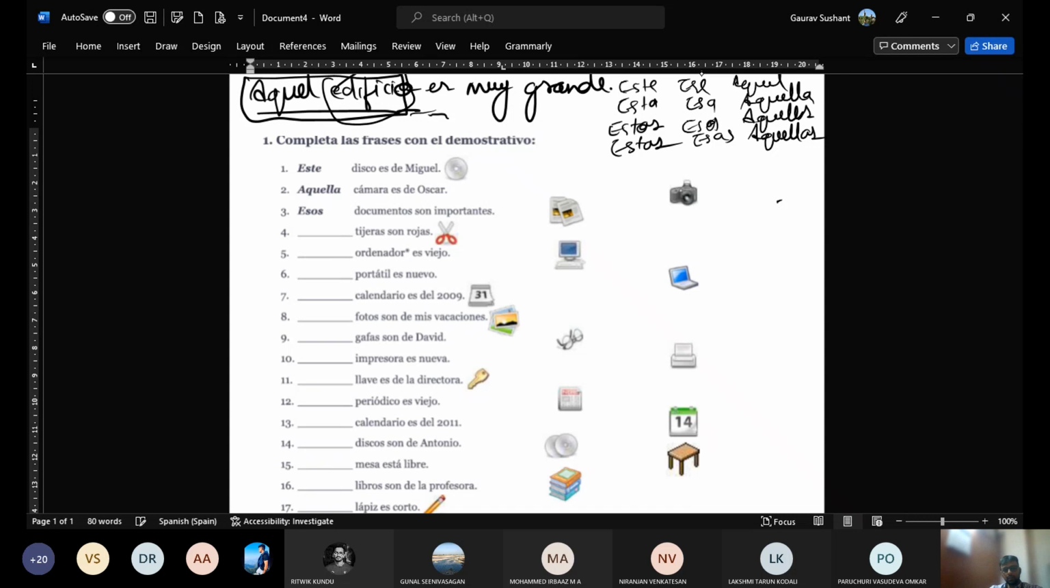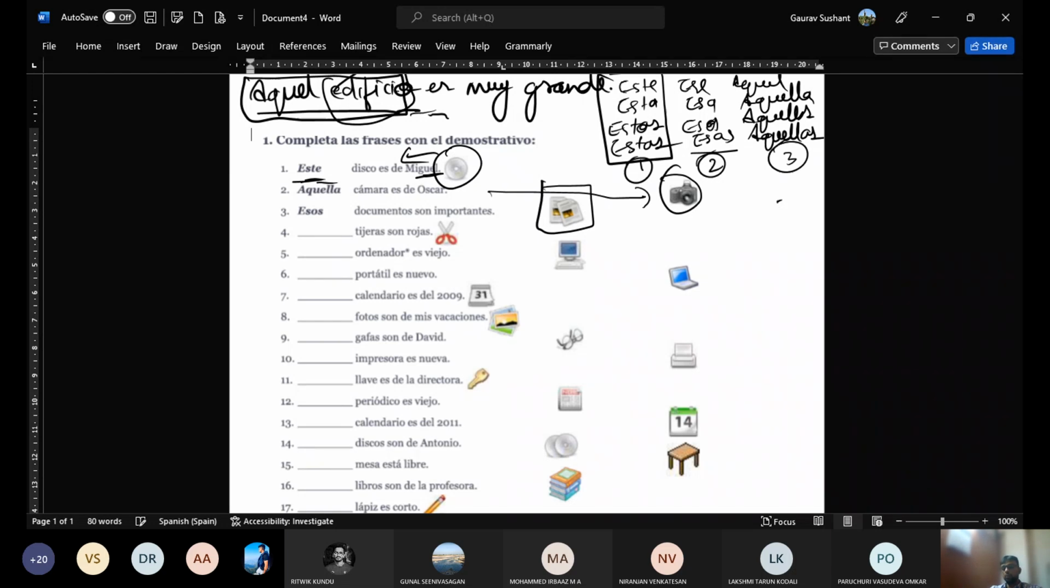Now, how will you do this exercise? The object image which is to the extreme left is closer to the sentence. It means it is the closest one, location-wise. So I will be selecting the demonstrative adjective from group 1, from este, esta. If the object is a little bit far from the sentence, in the middle, then I should be selecting the second one. If the object is to the extreme right, it means it is very far from the sentence, so I should be selecting from the third group. It is group-wise I am telling here, but still the answer is not yet complete.